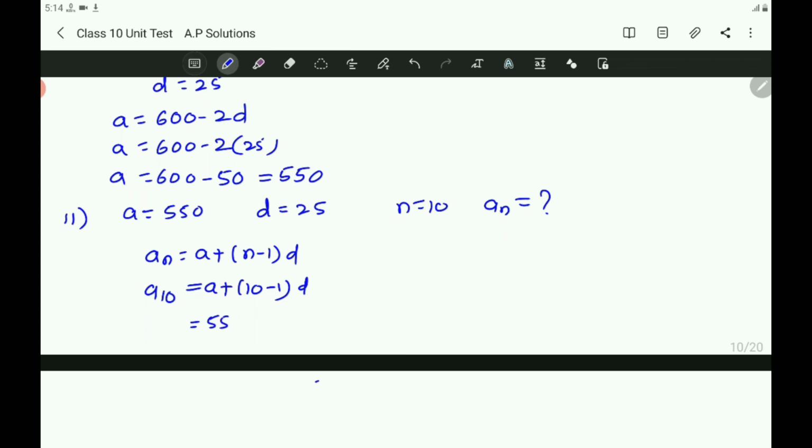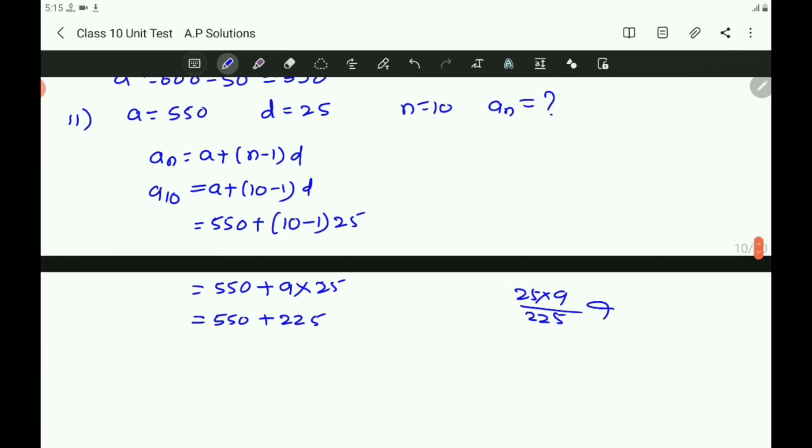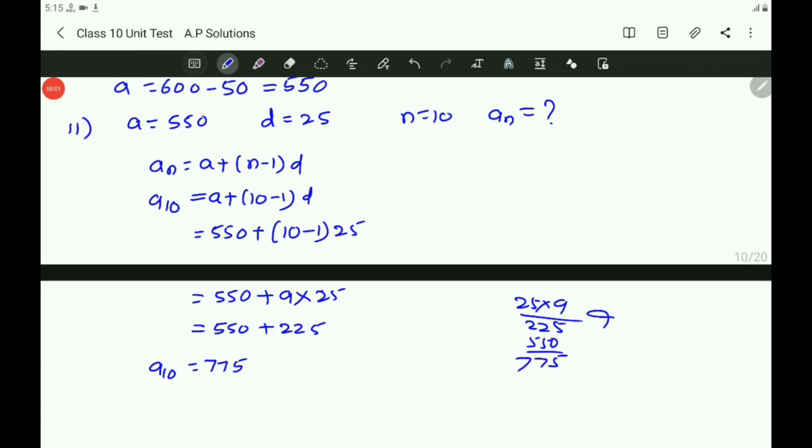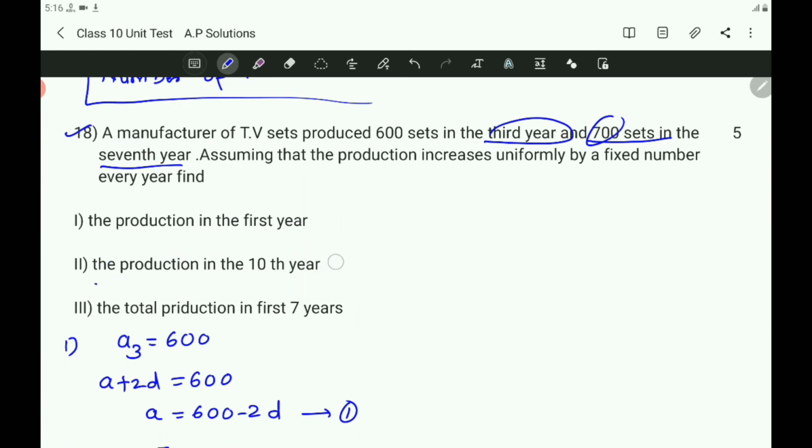That equals the a value 550 plus n is 10 minus 1 into d, d is 25. Then you write that equals 550 plus 10 minus 1 is 9, 9 into 25. 25 9s are 9 5s are 45, 9 2s are 18 plus 4 is 22, so 225. Then you write 550 plus 225. Then A10 equals 775. So in the 10th year 775 sets are produced. Production in the 10th year is 775. Production in the first year is 550.